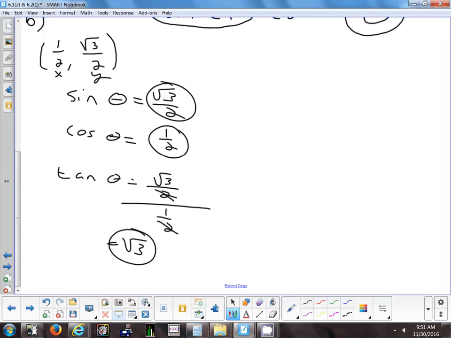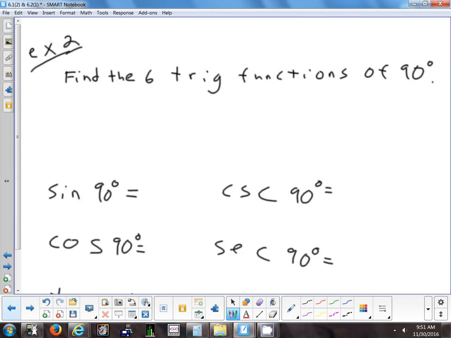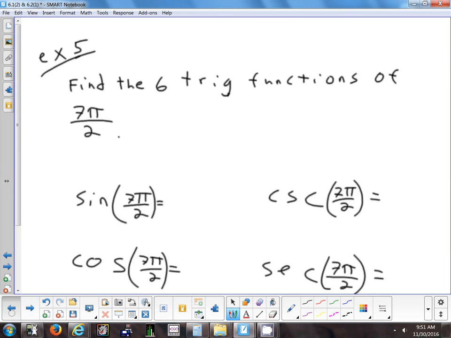And then if I wanted the other 3, I would flip them. So the secant would be 2 over 1. The cotangent would be 1 divided by root 3. Things like that. So I just flip them. Okay, so I'm only going to find the 3 basic ones. And these are all the same.